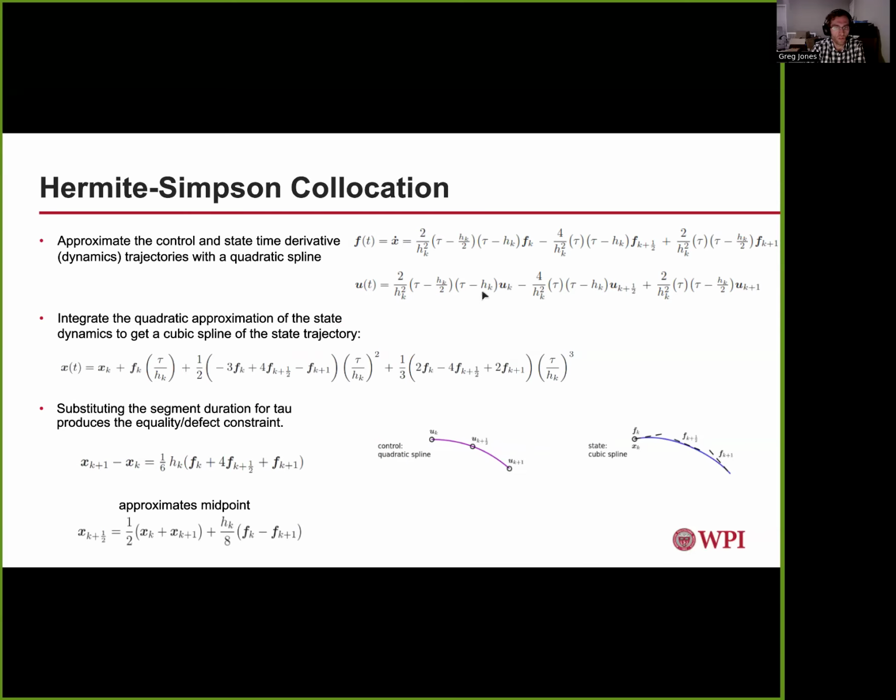Then for Hermite Simpson, it's a similar process, just using one order higher polynomials. So in this case, the control and state use a quadratic spline. There's quadratic functions. I integrate the dynamics function to get a cubic function, and then similarly get a defect constraint to satisfy the dynamics. However, you also need this midpoint constraint to approximate the midpoint in order to calculate the midpoint dynamics value.